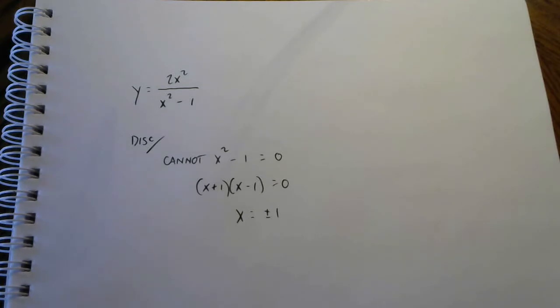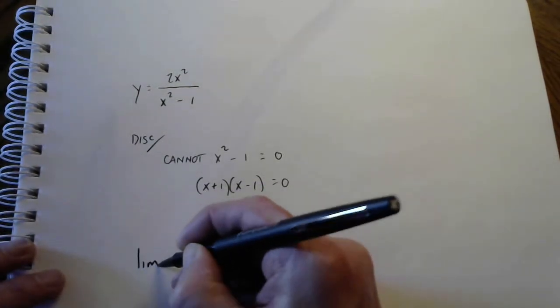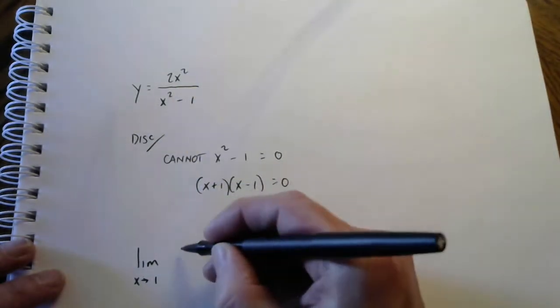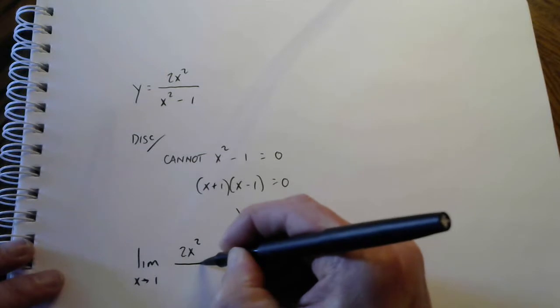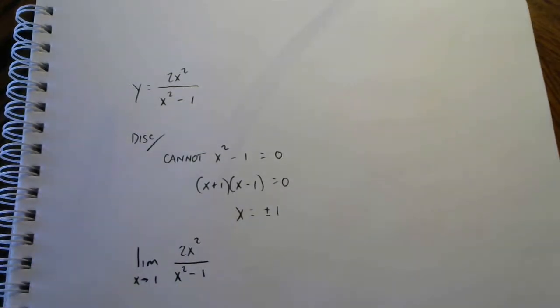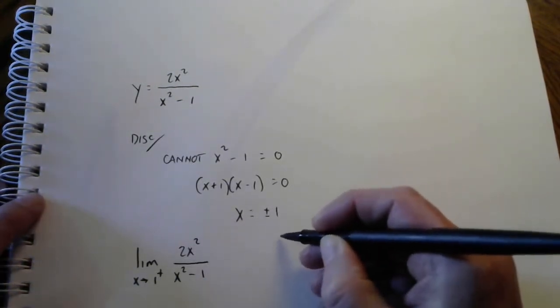Don't assume that these are asymptotes. These will be, but we need to check the behavior via a limit. So I want to check the limit as x approaches 1 of this function. I direct substitute 1 and I get 2 over 0, non-zero over 0, so that's an indication of an infinite limit. So I need to check both sides.